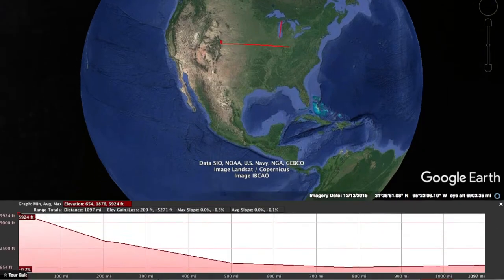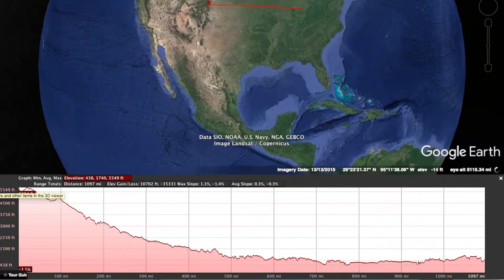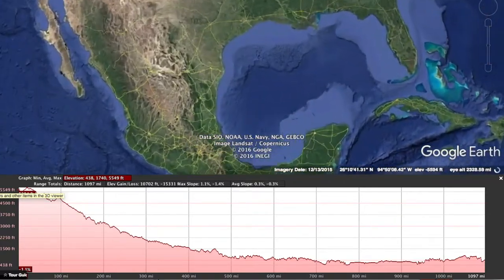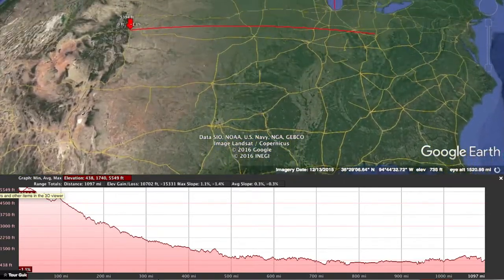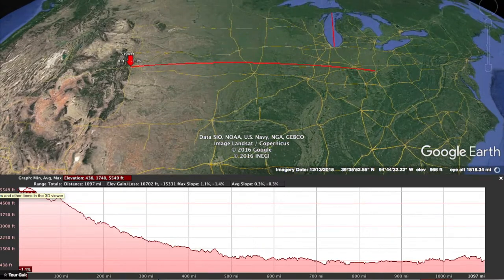And I want to show you something very interesting. When I choose to show the elevation cross-section, you can see it's basically this red line. The starting point at my dad's house is 5,394 feet above sea level. And he's in Denver, Colorado, which is the mile-high city, so that's what you would expect.